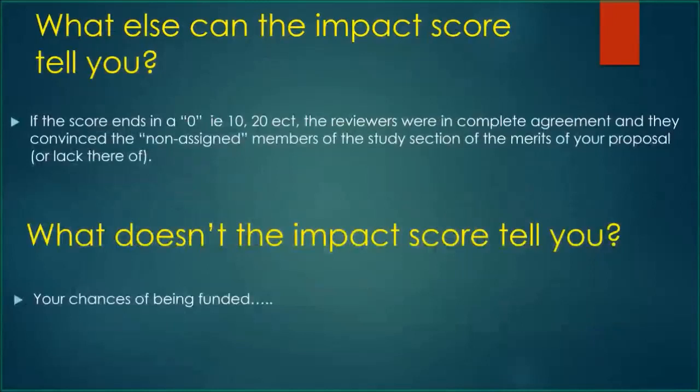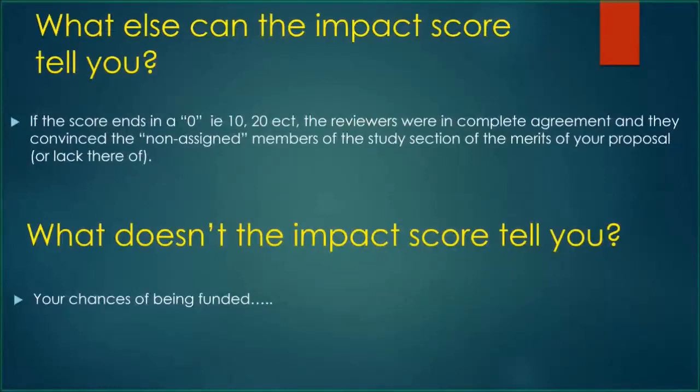Okay. Now, the impact score basically gives you an idea of how your grant did. Again, if you have a number, it usually means your grant was in the top half of the grants submitted. Another thing that you can look at is that if the score ends in a 0, so let's say it was a 10 or a 20 or a 30, it usually indicates that all 3 primary reviewers were in complete agreement, which meant that there was no possible scoring range for the non-assigned members, and everybody in the room just gave your grant a 3, which meant that the average is a 30.